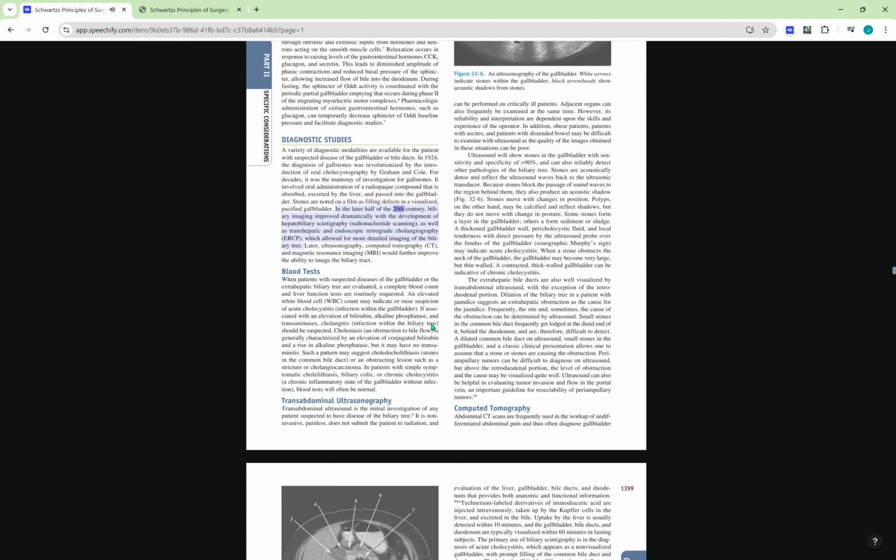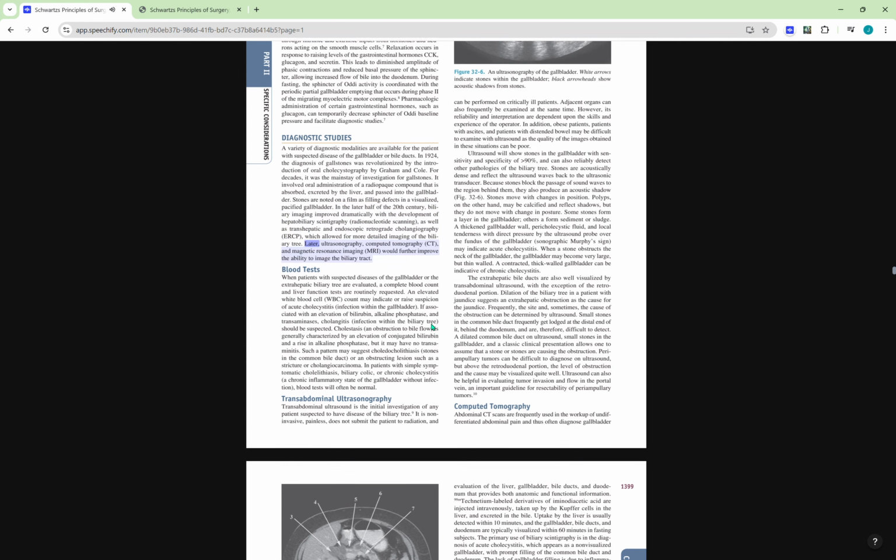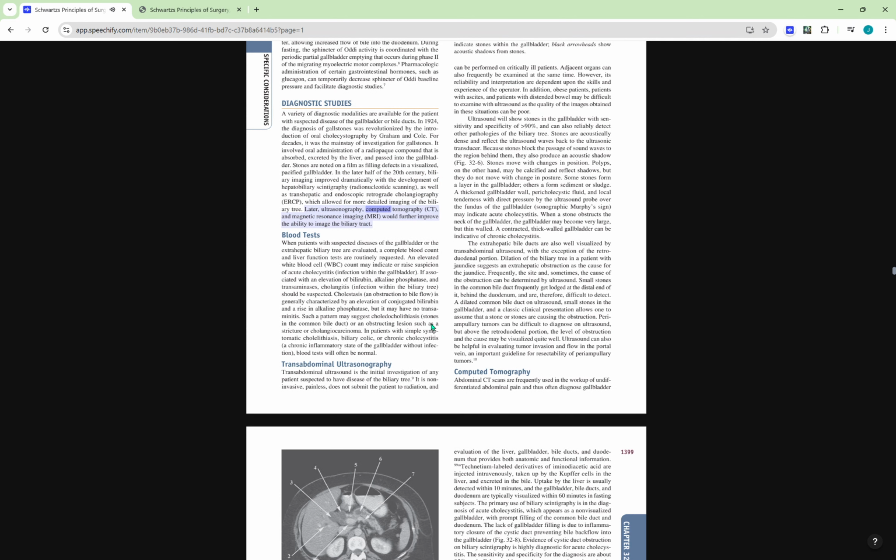In the later half of the 20th century, biliary imaging improved dramatically with the development of hepatobiliary scintigraphy, as well as transhepatic and endoscopic retrograde cholangiography, which allowed for more detailed imaging of the biliary tree. Later, ultrasonography, computed tomography, and magnetic resonance imaging would further improve the ability to image the biliary tract.